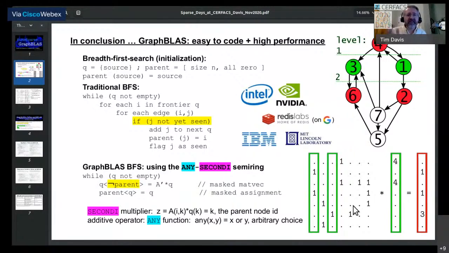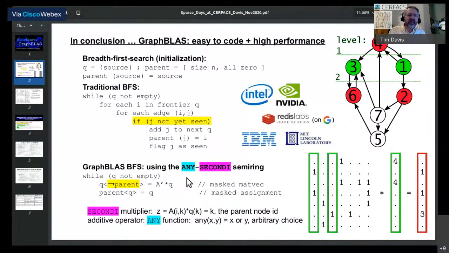Now, you would think that I could do a matrix-vector multiply, right? Multiply A transpose times x and I get a 3. What is going on here? Well, this is a different semiring. I'm using here the any-secondi semiring. So the multiplicative operator, we rip it out, and instead of times, we put in the secondi operation, which returns the row index of the second input of A times B. So it's the value k. It's the index k from the multiplication.